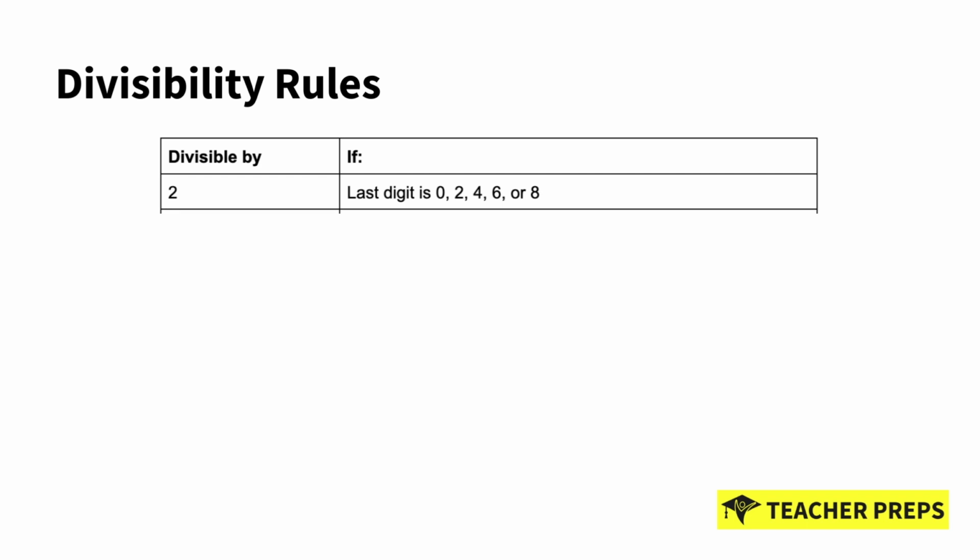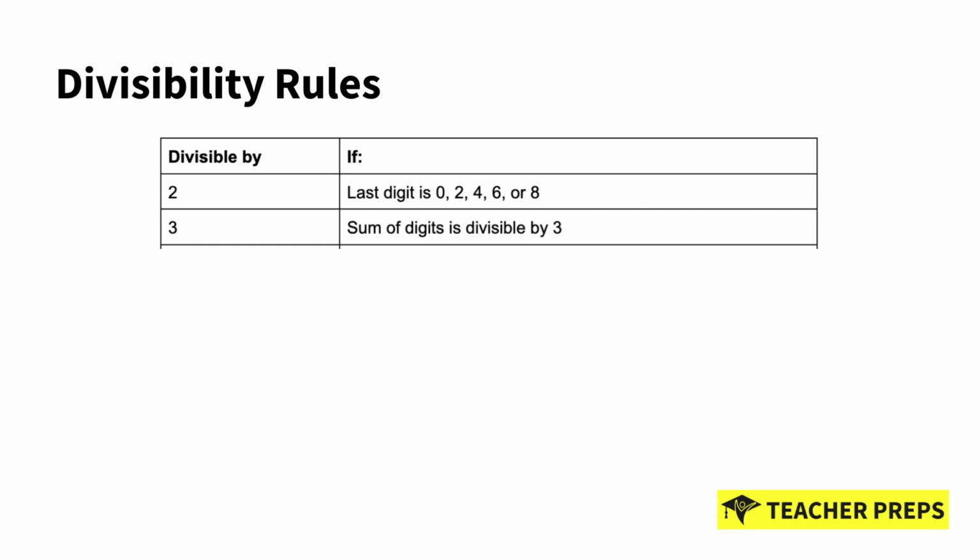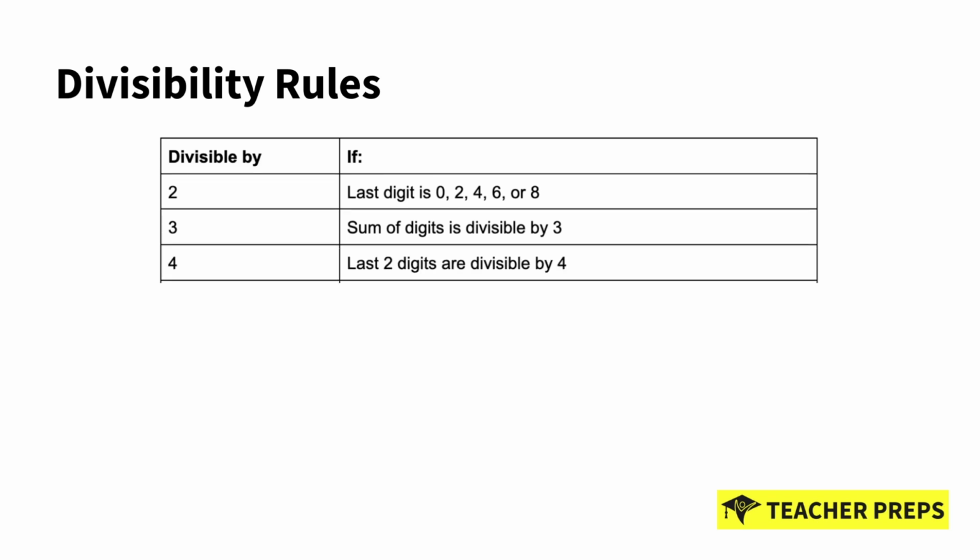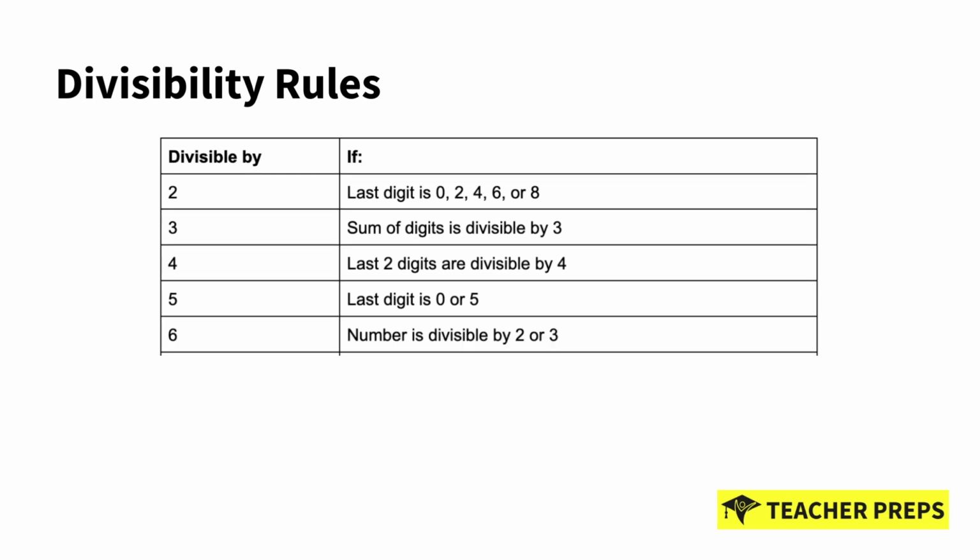Remember, a number can be divided by 2 if the last digit in the number is 0, 2, 4, 6, or 8. A number can be divided by 3 if that number's sum of digits is divisible by 3, and a number is divisible by 4 if that number's last two digits are divisible by 4, and a number is divisible by 5 if that number's last digit is either a 0 or a 5, and a number is divisible by 6 if the number is divisible by 2 or 3.